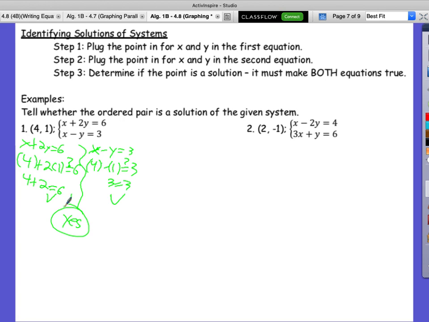Let's go get 2 times 1. So positive 2 plus positive. Ooh, the second one is not right. So is it a solution for the system? Are both equations true? Yep, I agree with the first one.